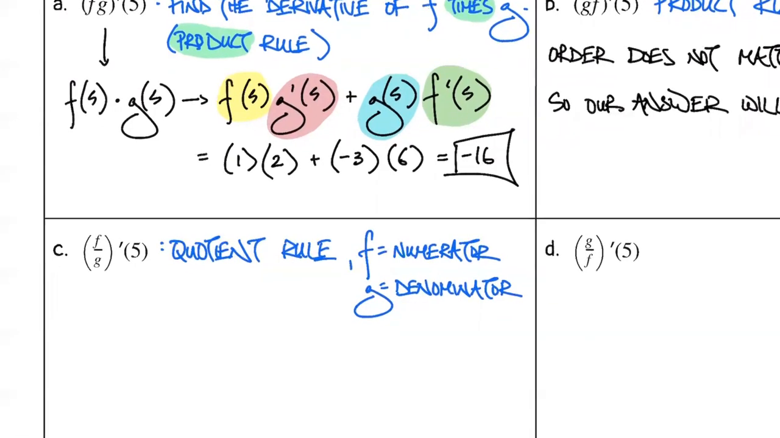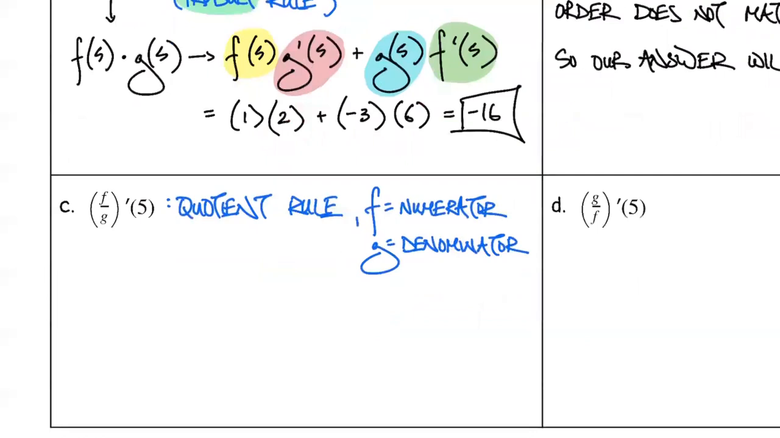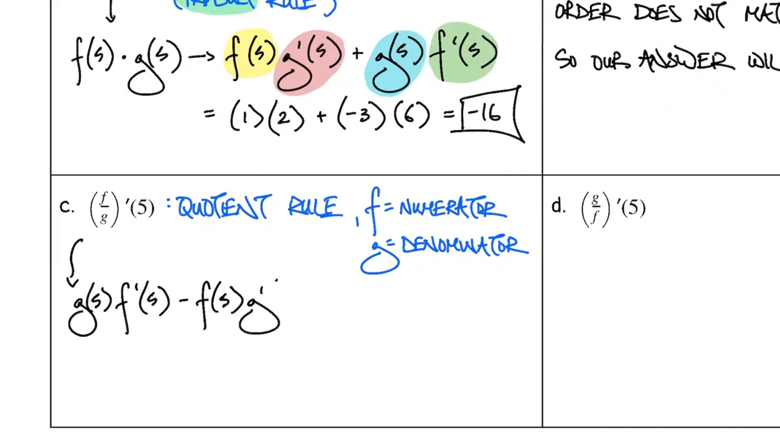Okay. And so what we're going to do is we're going to go ahead and set this up here. Okay. So as far as a setup goes, if I were to find the derivative here, then I would go ahead and start with g of 5 times f prime of 5 minus f of 5 times g prime of 5 all over g of 5, and then I'm going to square it.